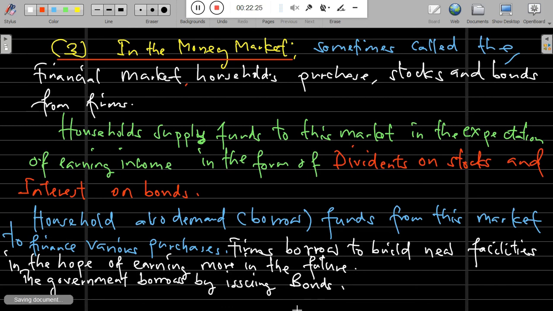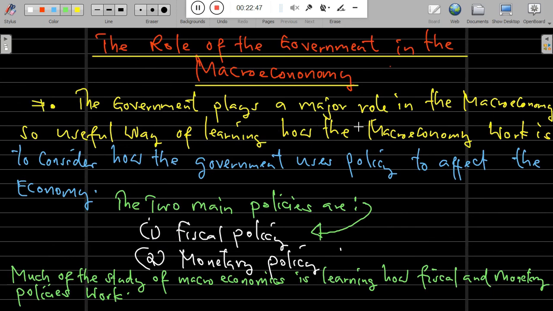Let's come to another concept, the role of government in the macroeconomy. The government plays a major role in the macroeconomy, so a useful way of learning how macroeconomics works is to consider how the government uses policy to affect the economy. There are two main policies that are applied: fiscal policy and monetary policy. These were key ideas proposed by Keynes at the time of the Great Depression. So much of the study of macroeconomics is learning how fiscal and monetary policy work.